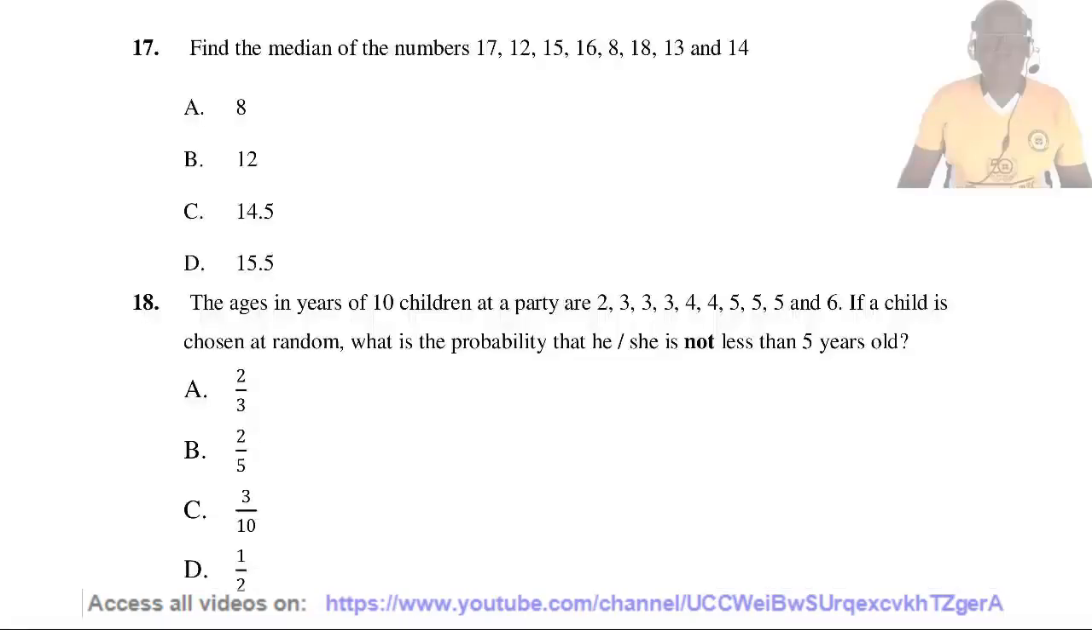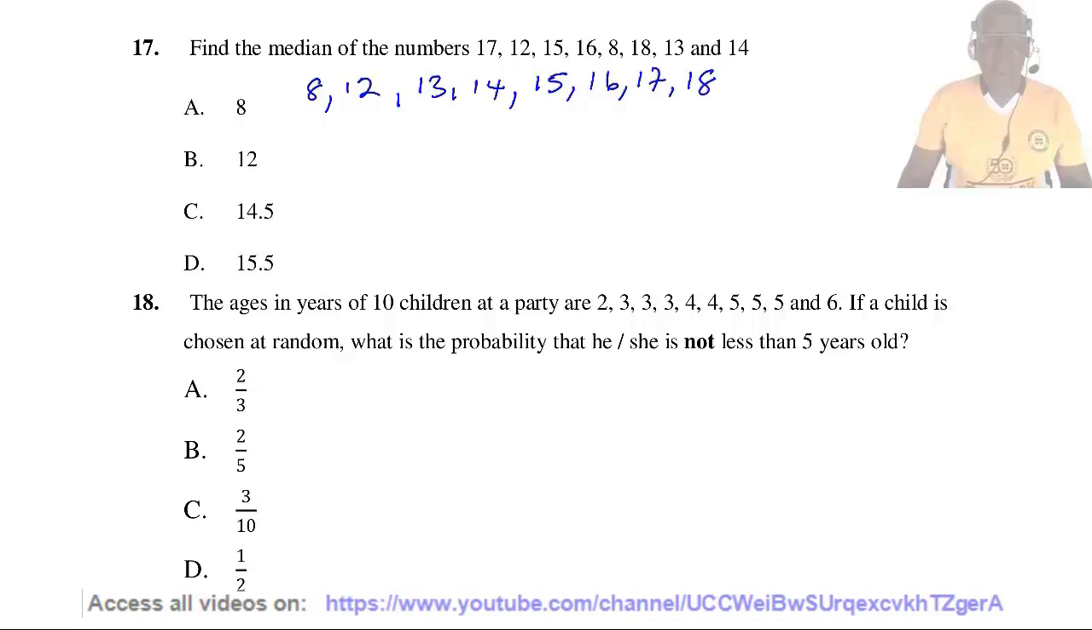Question 17. Find the median of the numbers 17, 12, 15, 16, 8, 18, 13, and 14. We shall arrange the numbers in ascending order. The smallest is 8, followed by 12, followed by 13, followed by 14, followed by 15, followed by 16, followed by 17, and then 18.